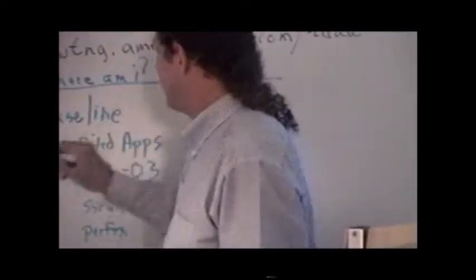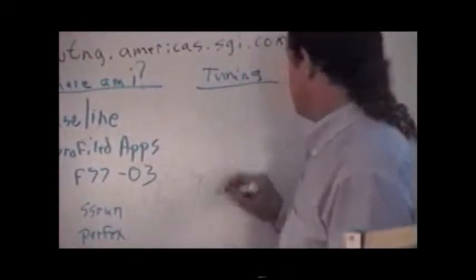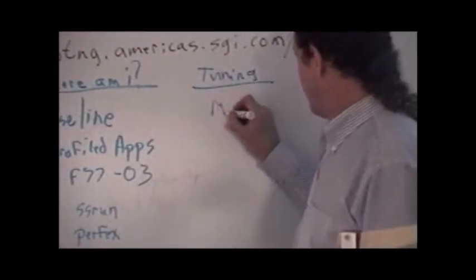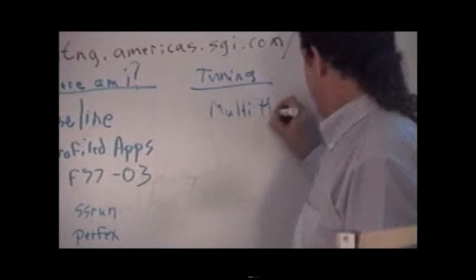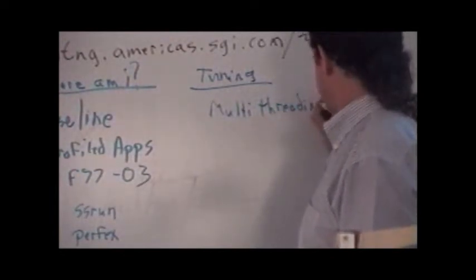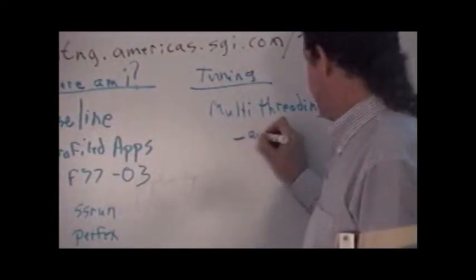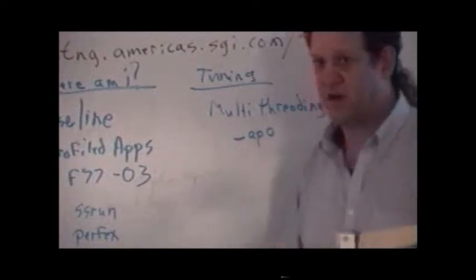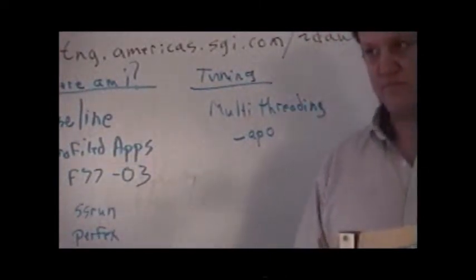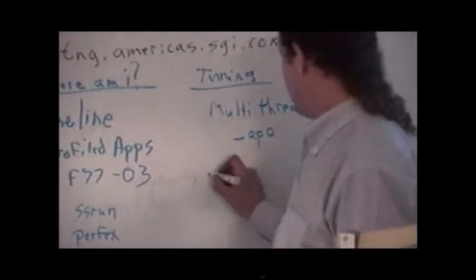So the third day, we're going to start with tuning. So in tuning, I'm going to do multi-threading. And again, I cannot change the source code, so the multi-threading I'm doing is the -apo, automatic parallelization option. I can't go into the code and change anything in the source. And then we get into file systems.